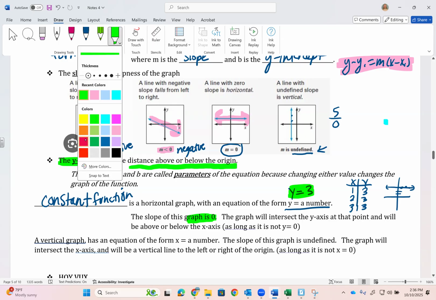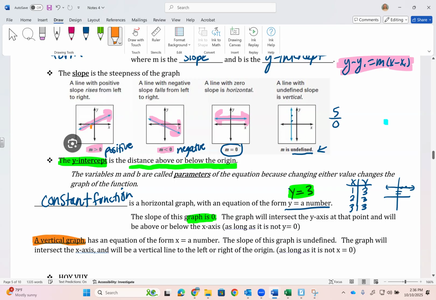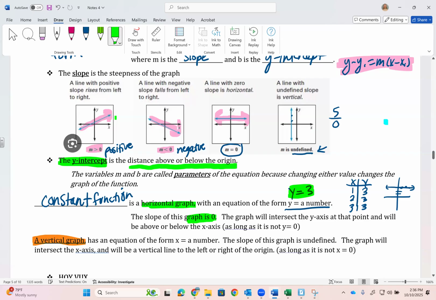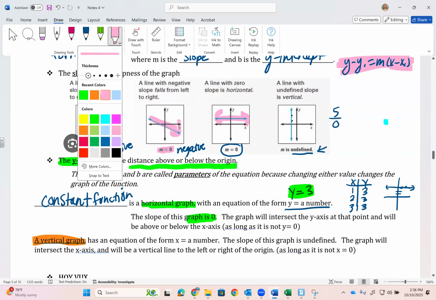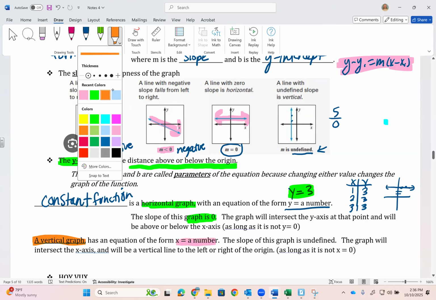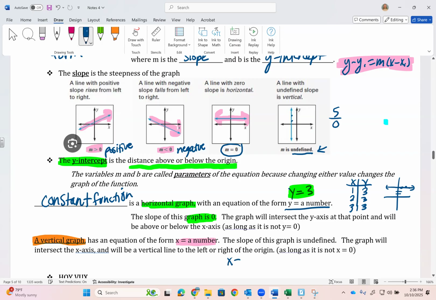On the other hand, if you have a vertical graph, so that was a horizontal graph, a vertical graph is going to be x equals a number. If you do x equals a number, it has an undefined slope, and we spoke about this before. That would be if you have, say, x equals 2. That means if you make a table, x is always 2, y is whatever you choose, and if you plot these points, you're going to get these 3 here. So it'll be a vertical line at 2.